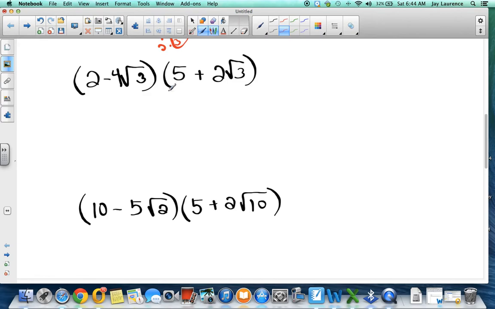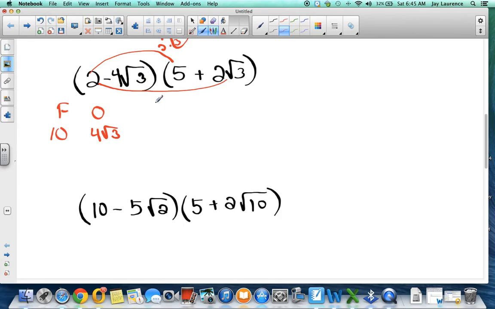A problem like this is a FOIL problem. So I'm going to do my firsts. And that would be 2 times 5. Then I'm going to do my outers, which would be 2 times 2 rad 3. Well, that's going to be 4 rad 3, because I multiply the 2 times the 2, and then there's nothing to multiply with the rad 3.